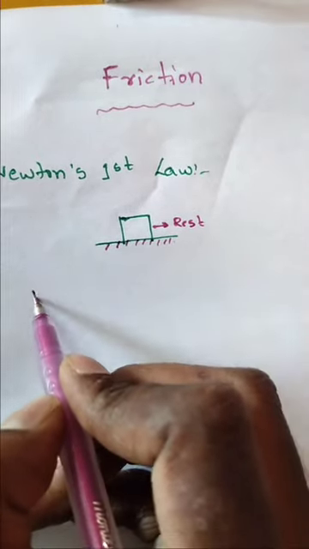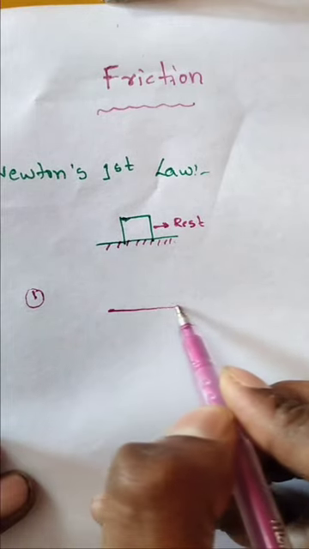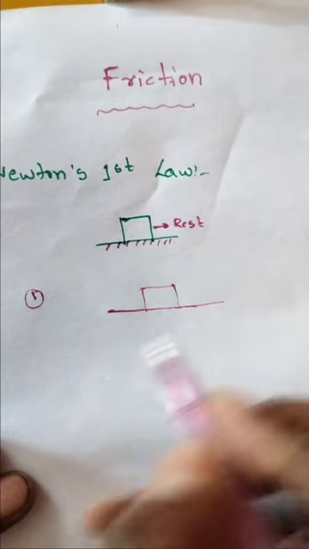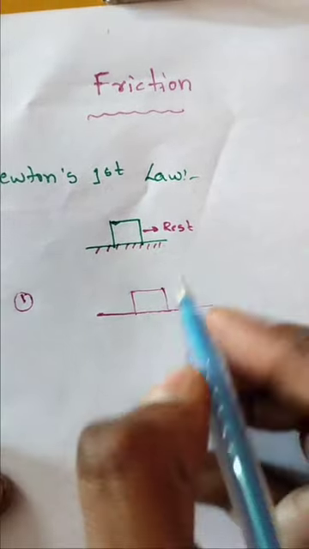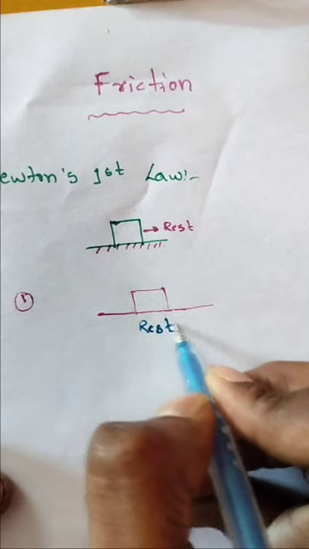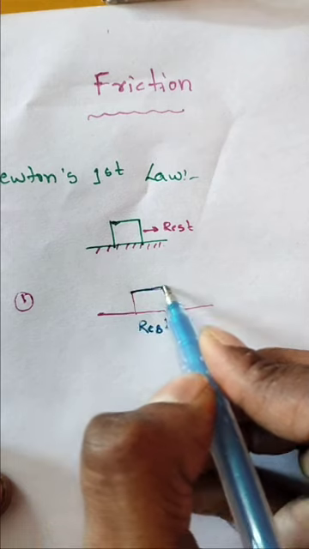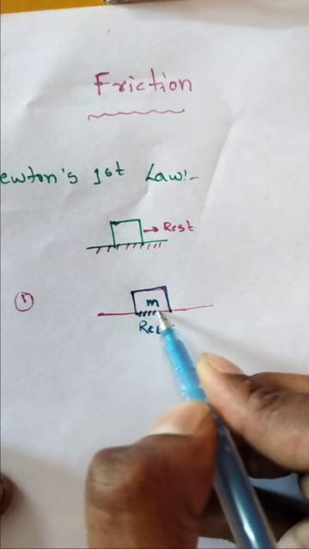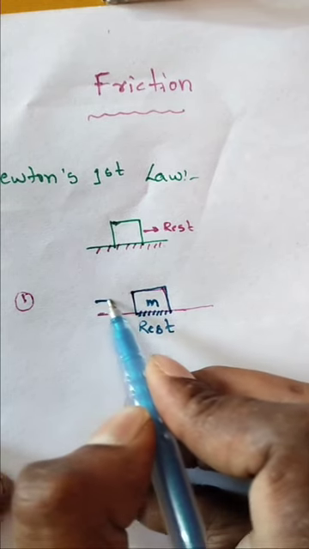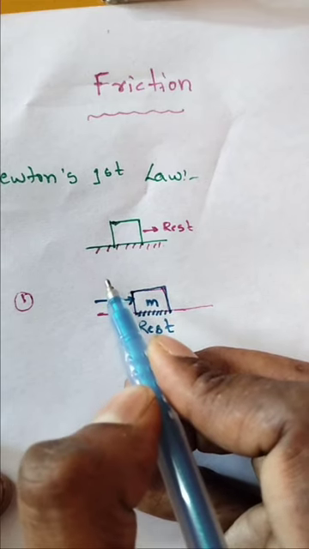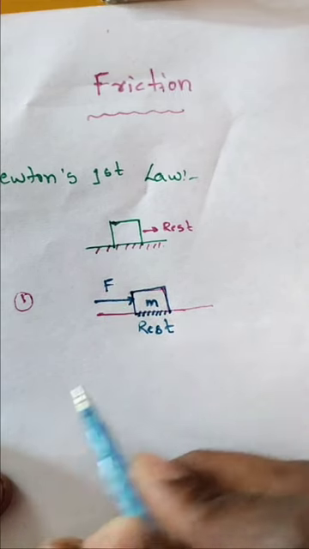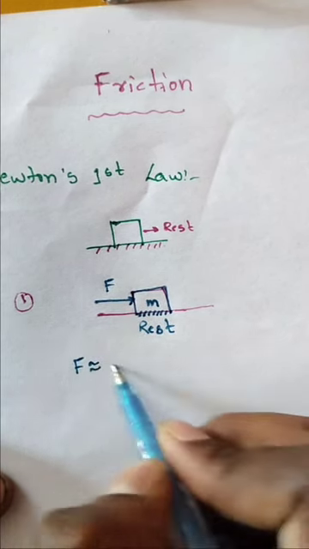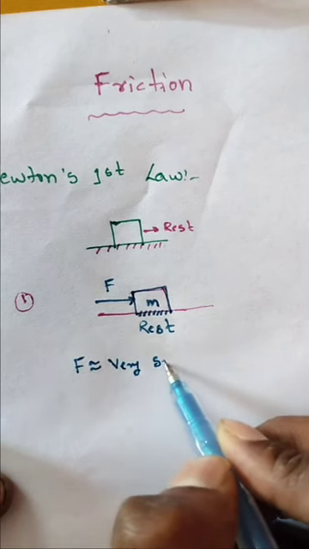Here I am taking some examples. This is a horizontal surface, and the object is there, initially at rest. Here this is one object of mass m. It is initially at rest with respect to the surface. Now I apply some external force. This capital F is the external force. When this external force is very small, F is very small.